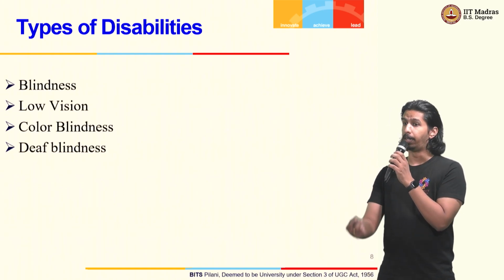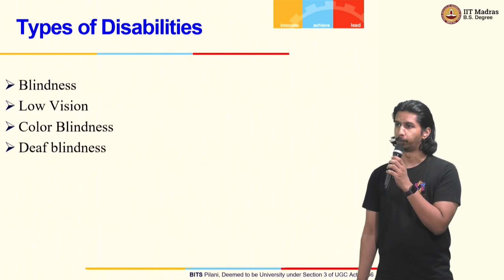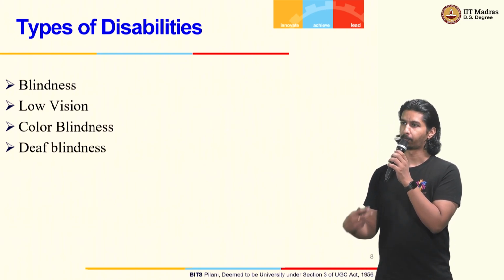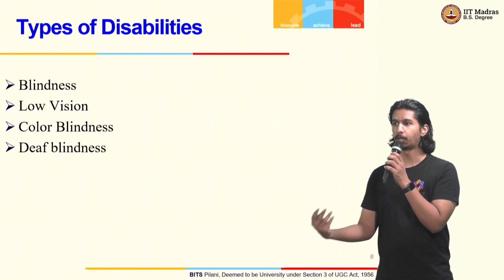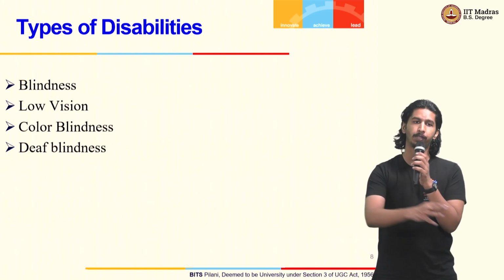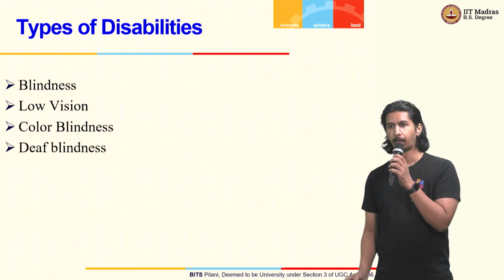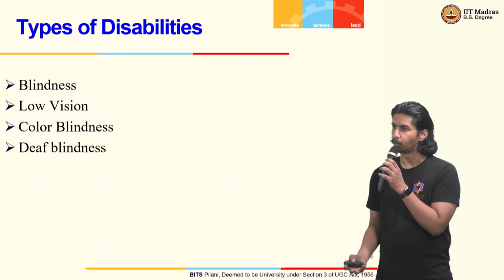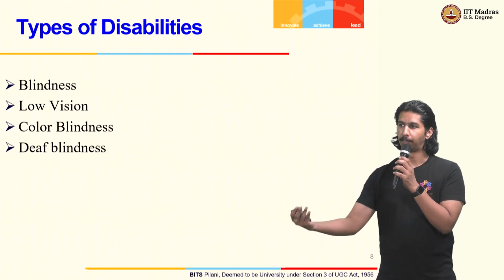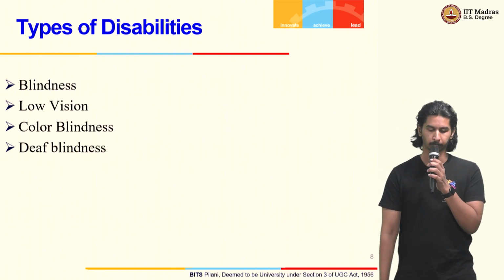The next one is deaf blindness, right? So deaf blindness is something where a user is not able to perceive vision, loss of vision, as well as loss of hearing, right? For all of these disabilities, we will also have a look at how technology can help, right? So what are these assistive technologies? What is accessibility? And for each of these, we will have a look at it a little later.